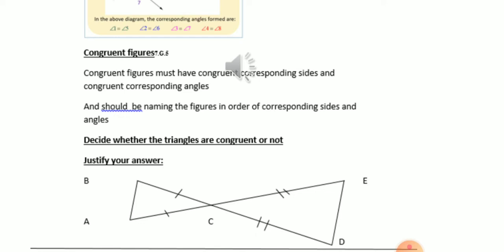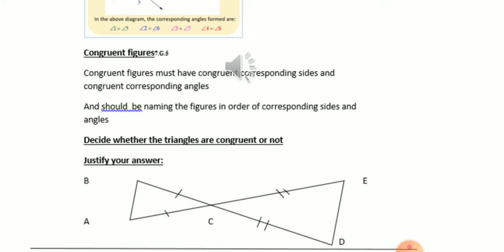Okay, I have here in the first figure two triangles. Okay, are these two triangles by your eye equal in length and equal in measure? No, they aren't. The opposite angles are equal in length and equal in measure? No, they aren't. So they are not congruent.